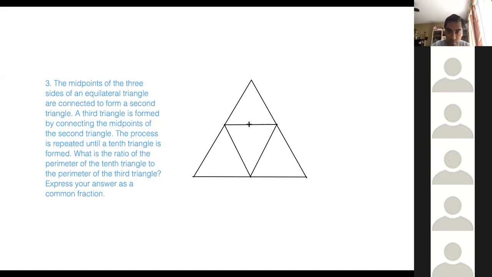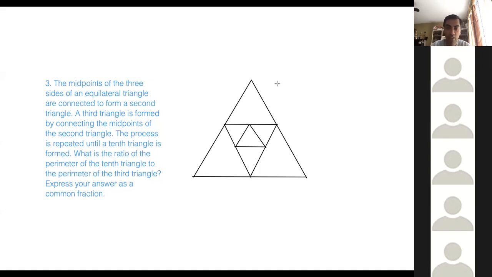So for the 10th triangle in the middle, I took it as 3 units. That's how I counted them. And then the 9th triangle would be 6 units in the perimeter. 8th triangle would be 12 units. And basically every single time was multiplied by 2. So 8th would be 12, 7th would be 24, 6th would be 48, all the way to the 3rd would be 384. And so 3 over 384 simplified is 1 over 128.